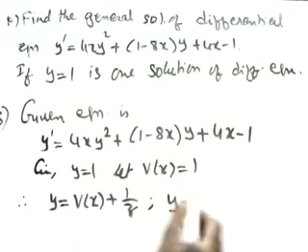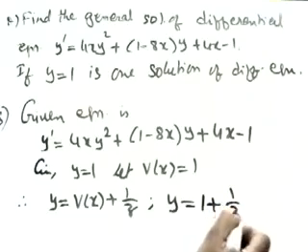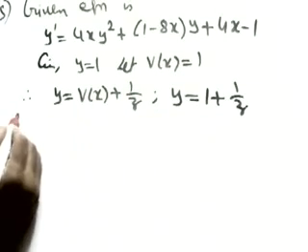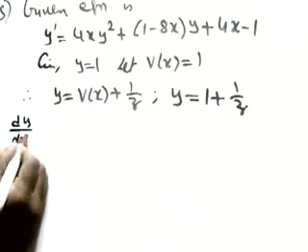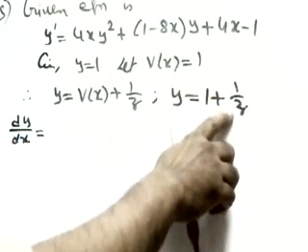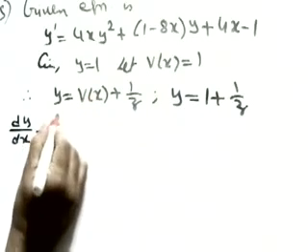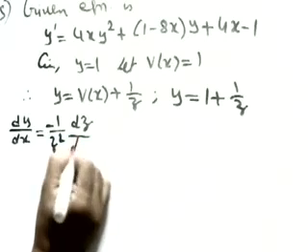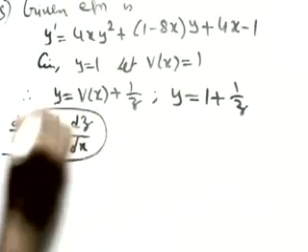Therefore, what is y here? y equals v of x, and v of x is 1 here, plus 1 by z. Okay, now let me continue this one. Let me differentiate this. If you differentiate, dy by dx equals, the differentiation of a constant is 0, and d by dx of 1 by z is minus 1 by z square, so this will be minus 1 by z square dz by dx.